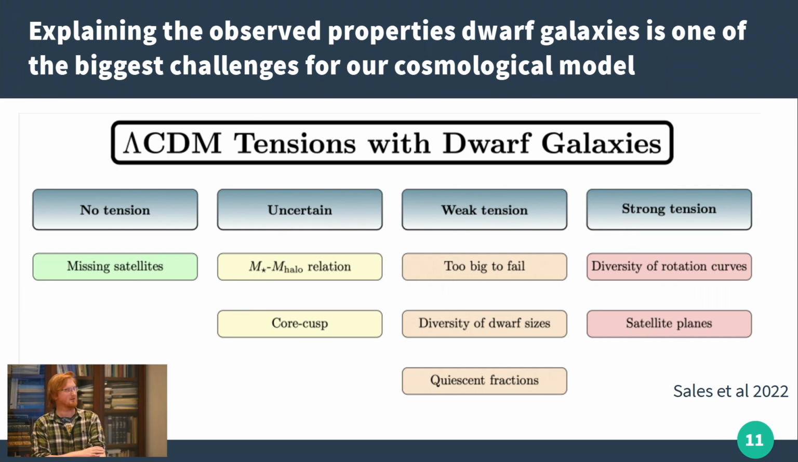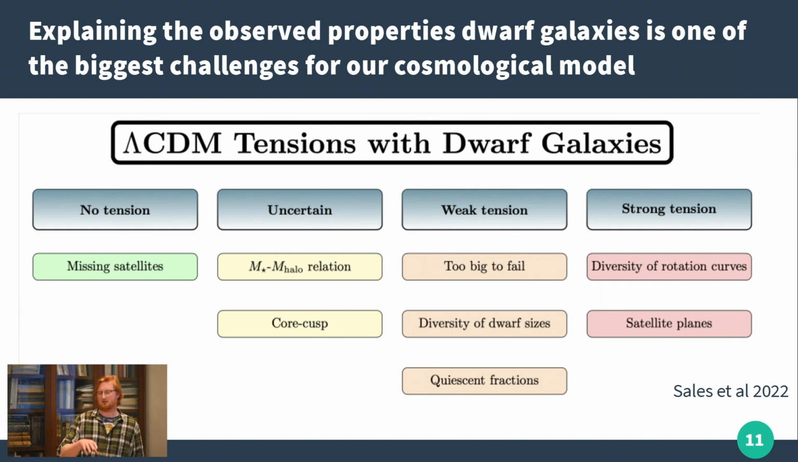So it's not clear whether this can be solved in these simulations. Then there's even more severe problems, which might not even be related to the simulation recipes or anything like that. They might be related to the fact that, or at least one possibility is that, the whole cosmological model is wrong. One very interesting thing is the satellite planes.